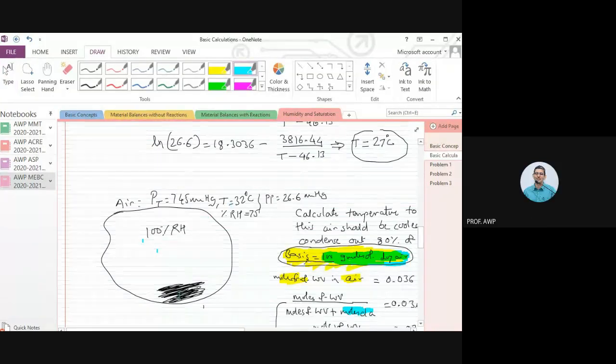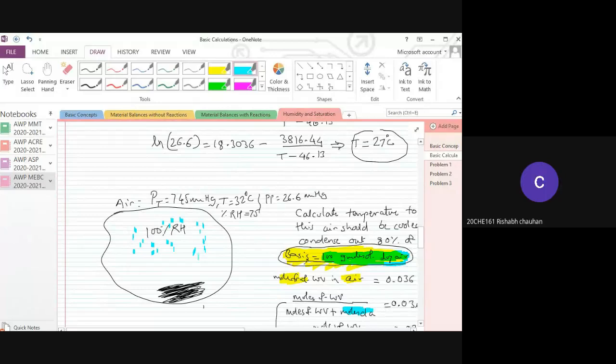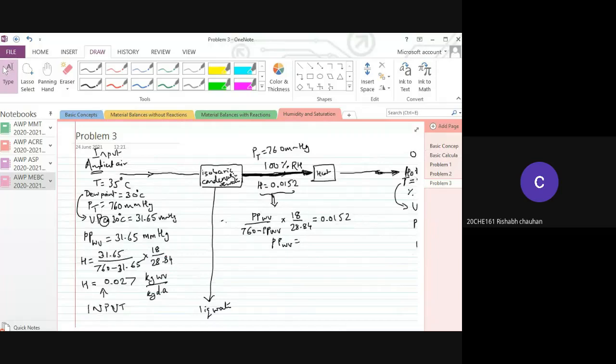Water is condensing out of this air, right? Yes, sir. So only that much water will condense and remaining air will have maximum possible water in the form of vapor, isn't it? Yes, sir. So therefore that remaining air has to be 100% saturated. It has to have 100% relative humidity. Do you agree or you disagree? Yes, sir, I agree. Okay, thank you.